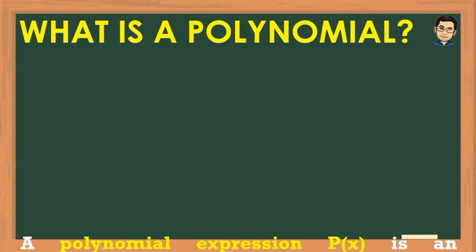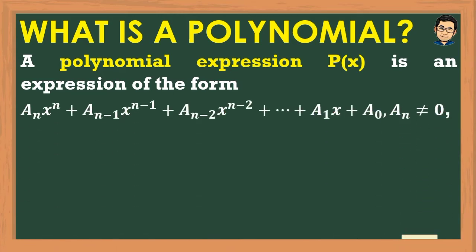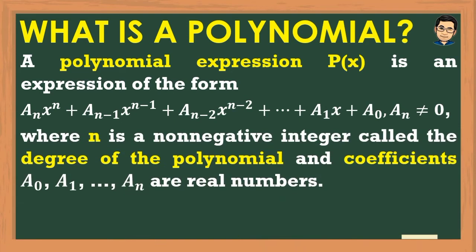So what is a polynomial? A polynomial expression p of x is an expression of the form a sub n x raised to n plus a sub n minus 1 x raised to n minus 1 plus a sub n minus 2 x raised to n minus 2 up to a sub 1 x plus a sub 0, where a sub n is not equal to 0, where n is a non-negative integer called the degree of the polynomial, and coefficients a sub 0, a sub 1 up to a sub n are real numbers. Since n is a non-negative integer, the exponents must be non-negative. Negative exponents are not accepted here.